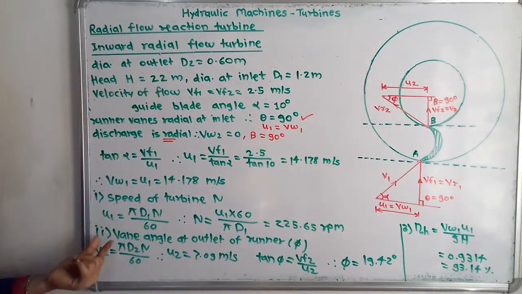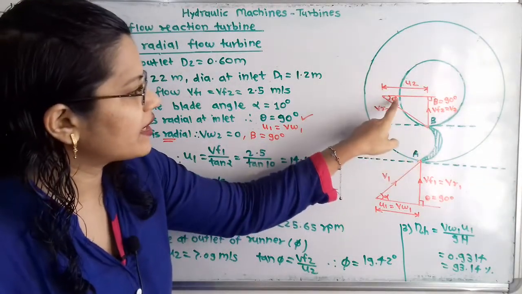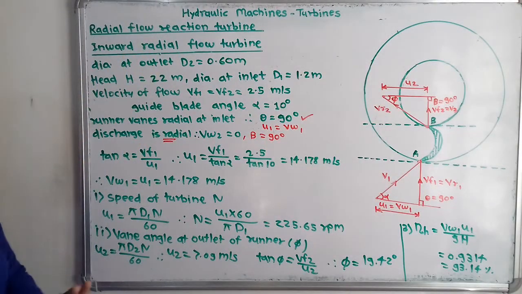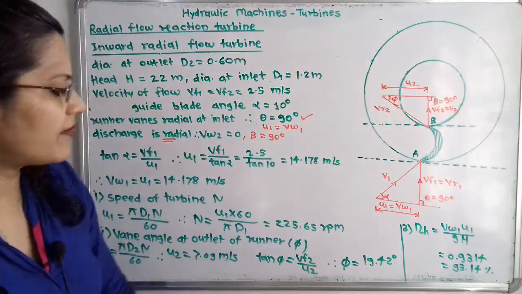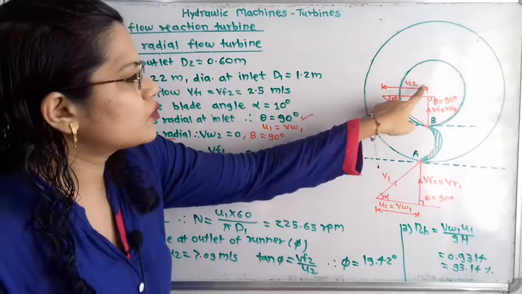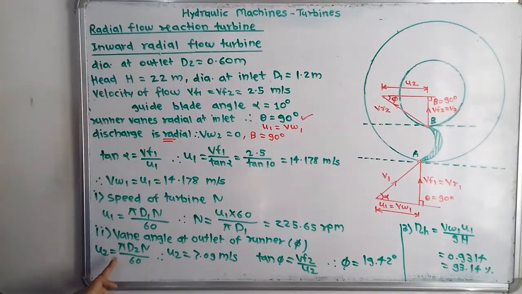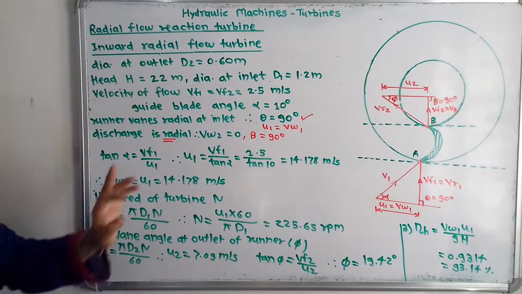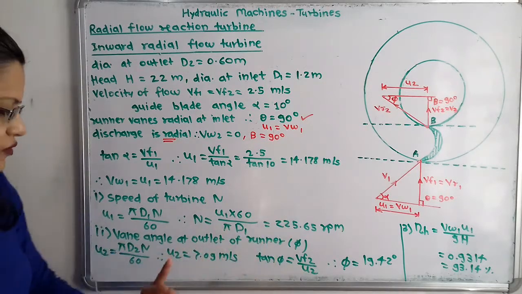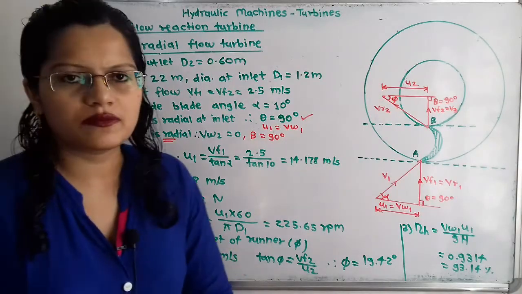Then what is the second question? That is the vane angle at the outlet of the runner. If we observe, this is the vane angle at the outlet of the runner, phi, that we have to find out. The value of tan phi is equal to Vf2 divided by U2. Now this U2 is unknown. How can we find this? We know the formula, U2 is equal to pi d2 N by 60. d2 is given here, and N we have calculated in the previous question. When we put the values, we get U2 equal to 7.09 meter per second.